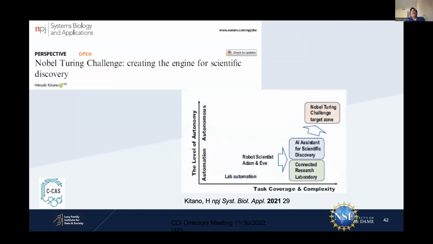So if you think about where we would like to go for science and AI, there's this nice paper by Hiroaki Kitano on the Nobel Turing Challenge, which talks about how we create the engine for scientific discovery. The Nobel Turing Challenge is basically asking whether we could get to a place where AI is discovering, in a very autonomous way, the next scientific breakthrough.